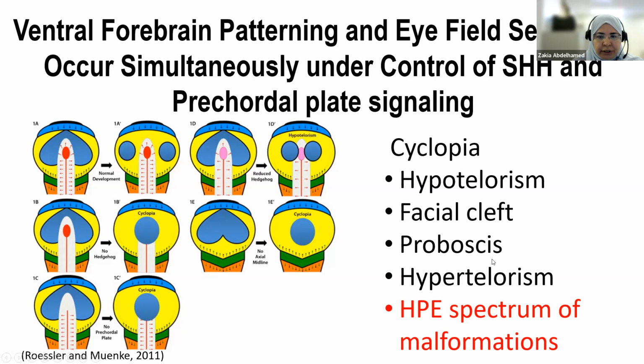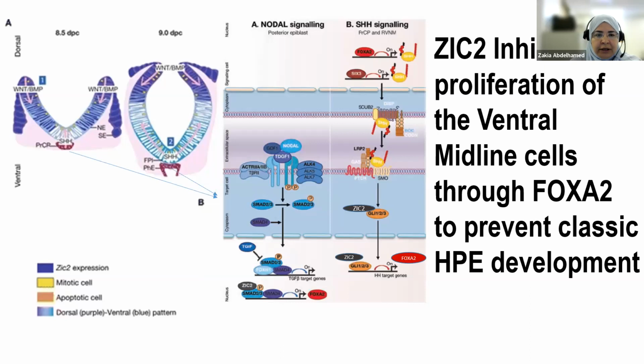And this is also usually accompanied by facial clefting and the holoprosencephaly spectrum of malformation. With regard to ZIC2, it was very controversial how ZIC2 can cause defective ventral forebrain division. It is mainly expressed at the dorsal side, but it is found that it is under control.